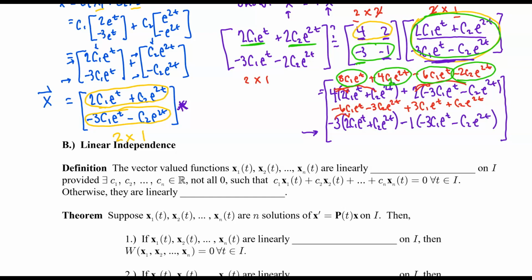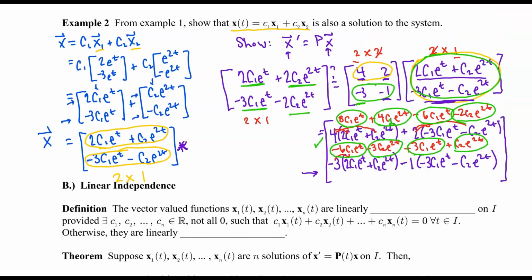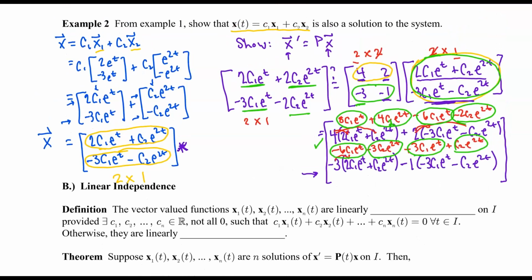Let's make sure our second row matches. Negative 6 c sub 1 e to the t plus 3 c sub 1 e to the t gives me this term right here. And finally, negative 3 plus 1 gives me negative 2. So we do have a balance here. Sorry for the mess. I'm still learning how to use this right on surface tablet and didn't have enough room to show all the work there, but I hope that you can see the equality.